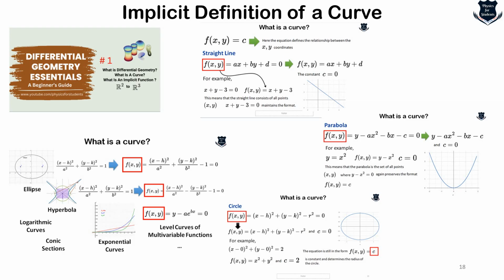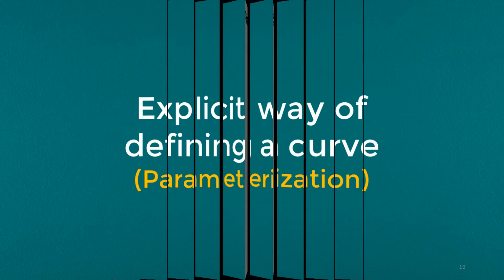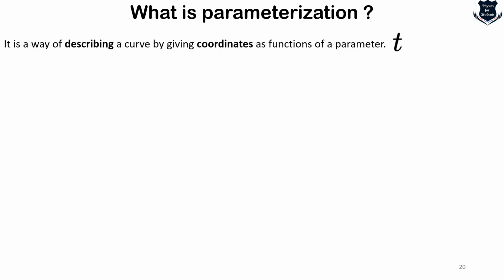However, this limitation I have not spoken about in the first video, but I am doing so in the second video. As I told you, to overcome that limitation, we need what is called a parameterization, or in another way, an explicit way of defining a curve. Now, what is a parameterization? I don't want to go into the mathematical part immediately, but I would like to explain it in this way.